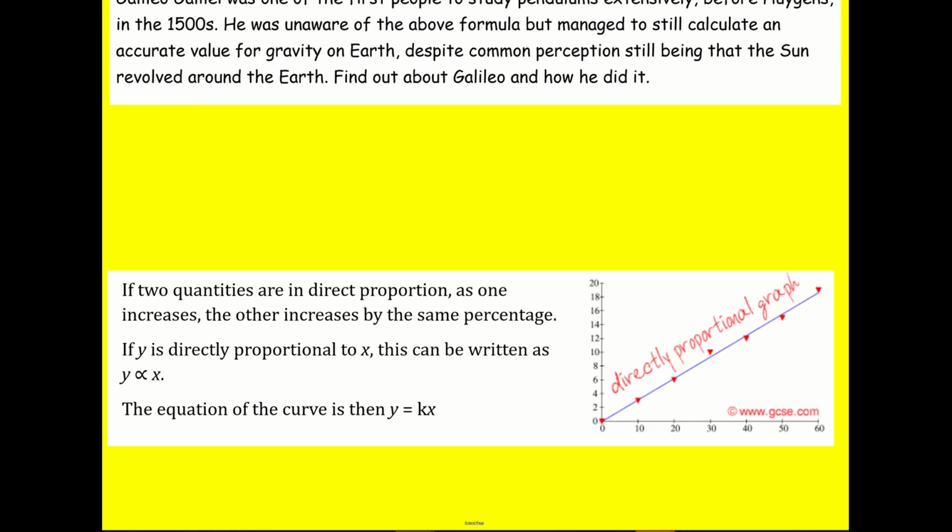But just be aware, if y is directly proportional to x squared, then we can just put an x squared in there. Or if it was a square root, we change it to a square root. That is something you also need to know.